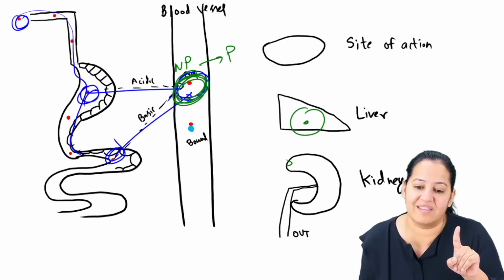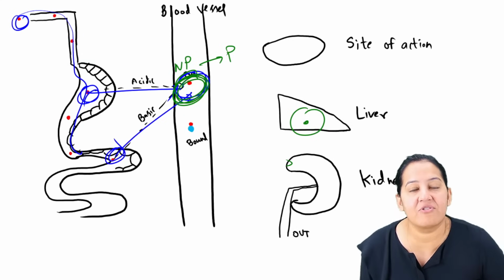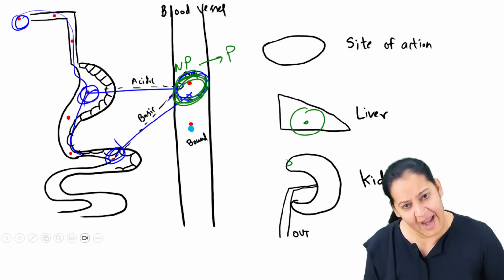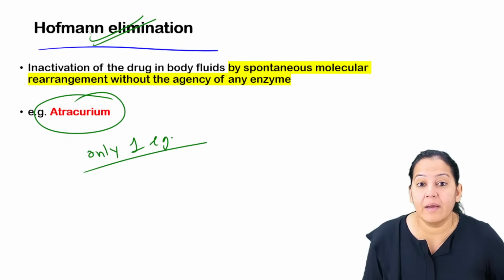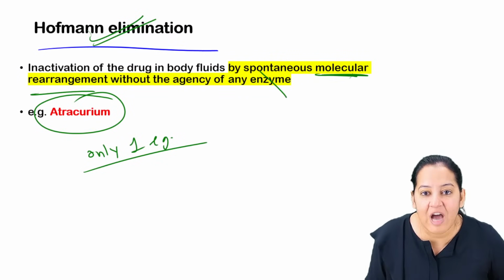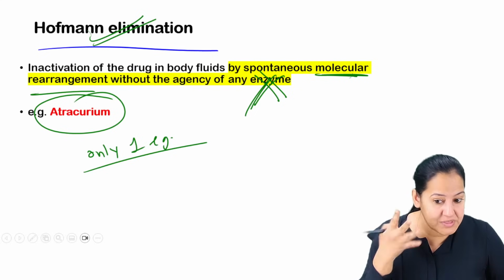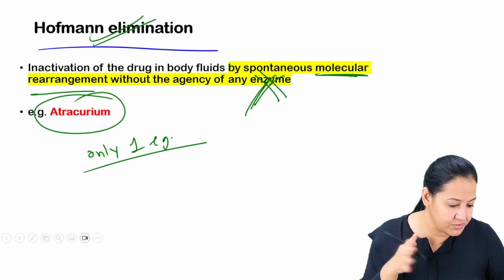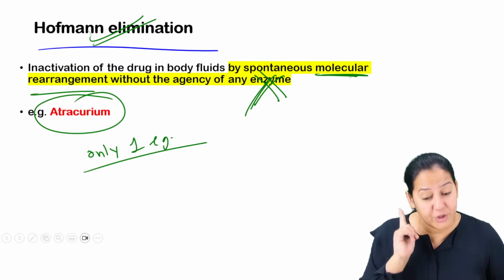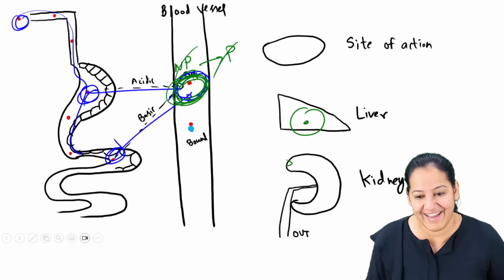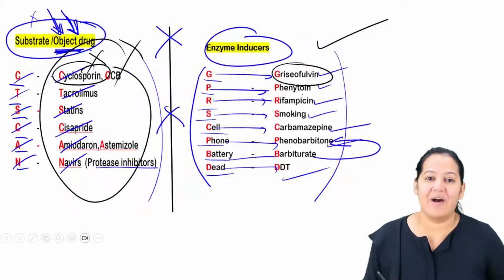Only one drug does so, and the name of that drug is atracurium. Atracurium converts non-polar to polar in the blood itself by molecular rearrangement, without the agency of an enzyme. It doesn't use cytochrome P450. It shows Hofmann's elimination. Okay, got it? Say yes. Now have a look at the question.